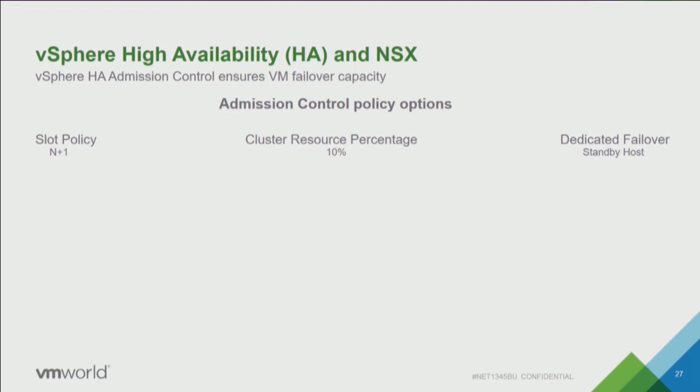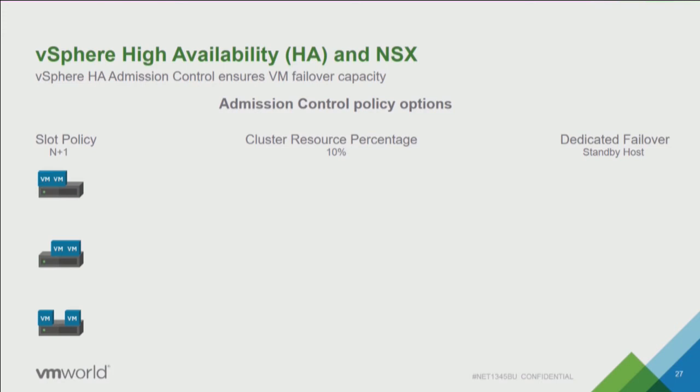We want to be able to guarantee that in the event of a failure, we can restart all of the virtual machines that you have running. So we have a couple of different ways that we can set this up. The first is called the slot policy, and we can configure this in N+1, N+2, or however many hosts you want for redundancy.